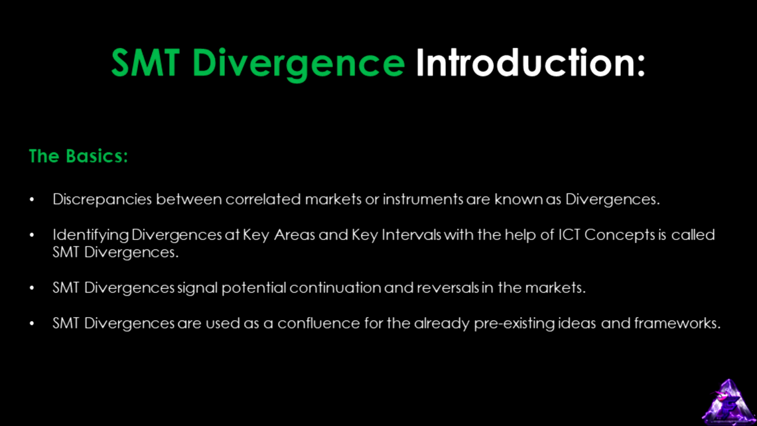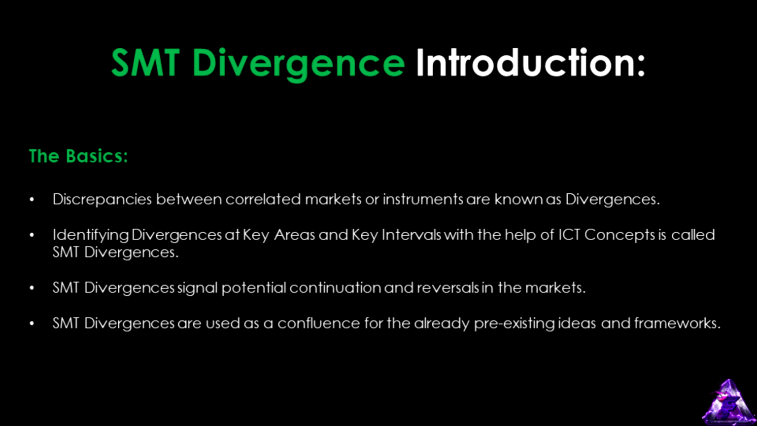With SMT, we can analyze two correlated markets or assets, compare their structures, and based on this analysis, spot discrepancies or variations. The type of variation or discrepancy will indicate potential continuation or reversals in the market. SMT signals potential continuations or reversals in the market trends, and that is the most important aspect of SMT divergences.